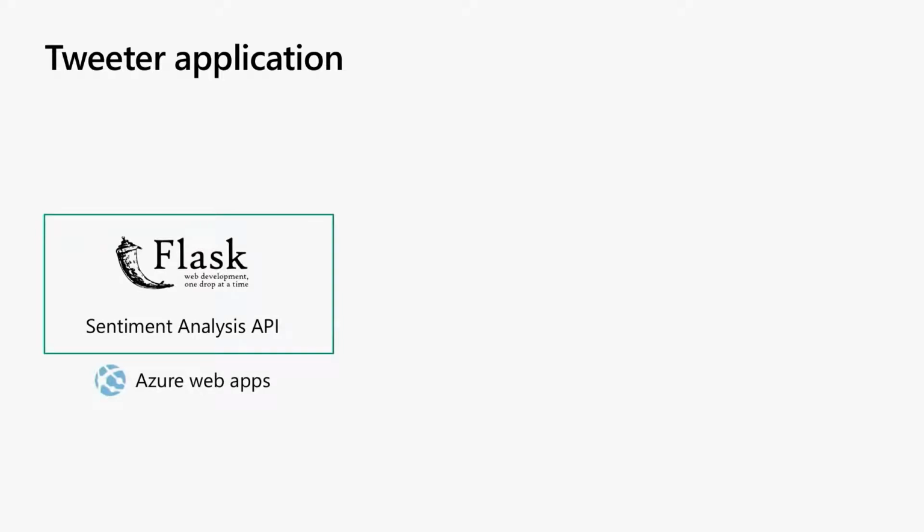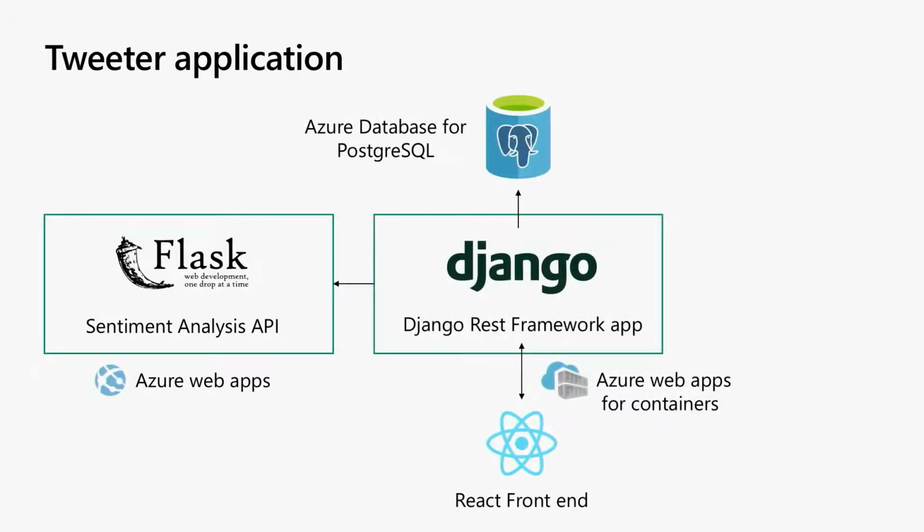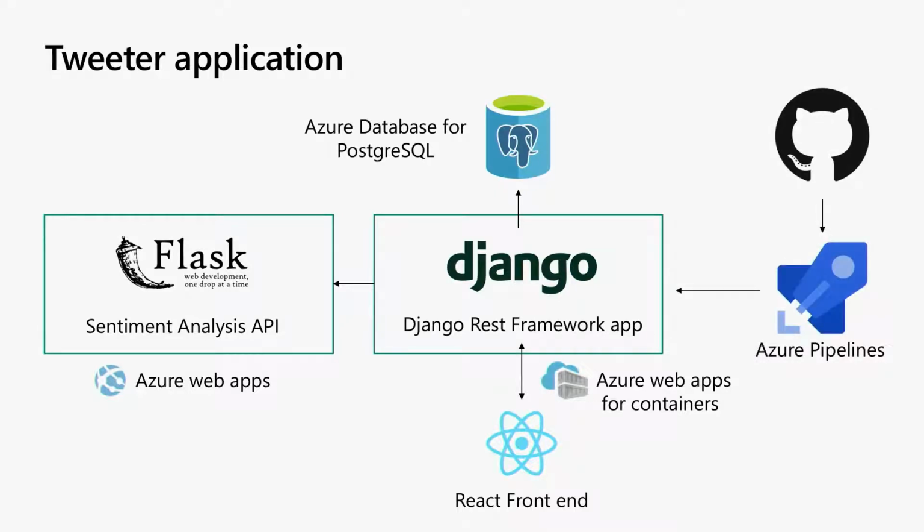Now, putting all of this together, what we'll be building is a Tweeter application. The first part of the talk, we'll be building a sentiment analysis API from scratch using some Python libraries in Flask. And we're going to deploy that to Azure Web Apps. And then we're going to add a full stack Django REST framework with React application that talks to a Postgres database. And we're going to deploy that to Azure Web Apps for containers. And then in the last few minutes of the talk, we'll go briefly through how to set up an Azure Pipelines deployment pipeline to take this code from GitHub and push it up to Azure.